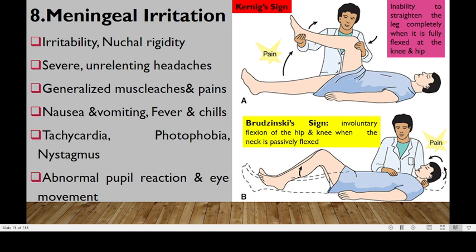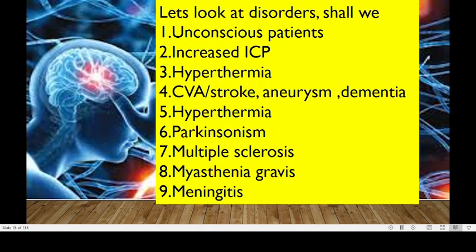In children, we could see symptoms like irritability and nuchal rigidity. In other cases, you could have severe and unrelenting headaches. In adults, we have generalized muscle aches and pain, nausea and vomiting, fever and chills, tachycardia, photophobia, nystagmus, and abnormal pupil reaction and eye movement. So that wraps up the diagnostic tests used in neurological system diagnosis.